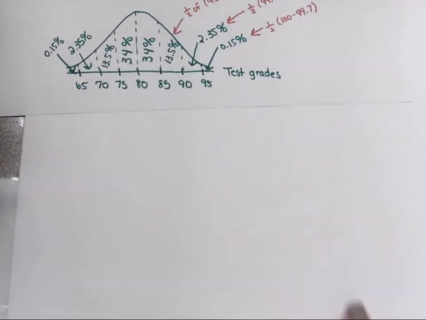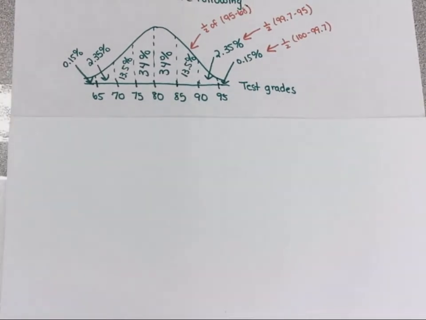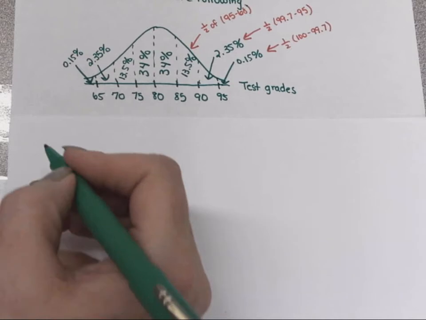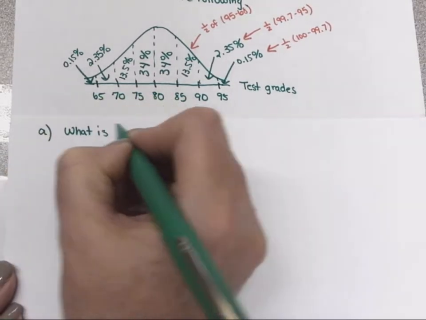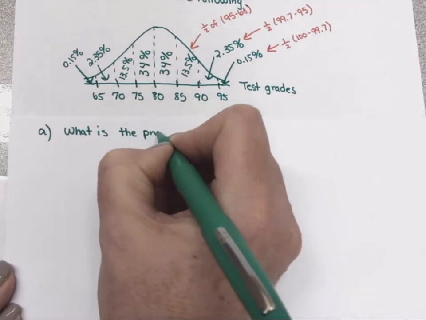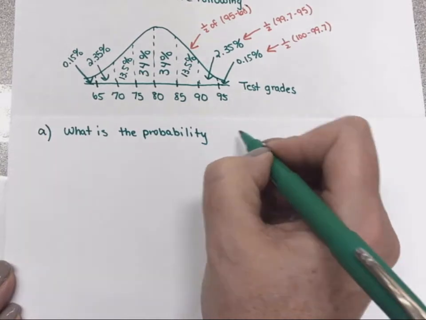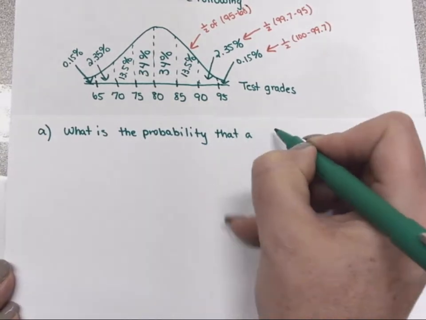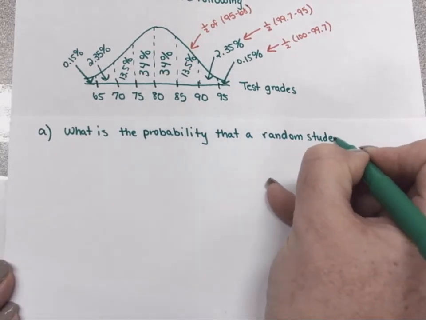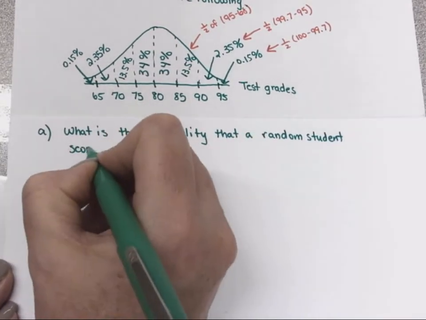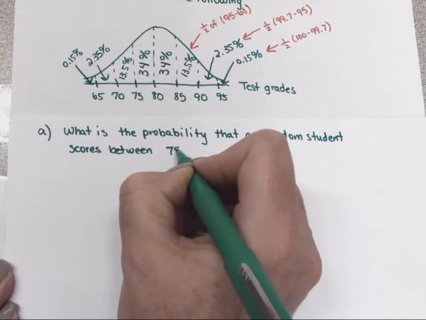Okay, so with that, we're going to keep that on screen and in mind. I should be able to ask you a series of questions. So what is the probability that a random student scores between 75 and 85?